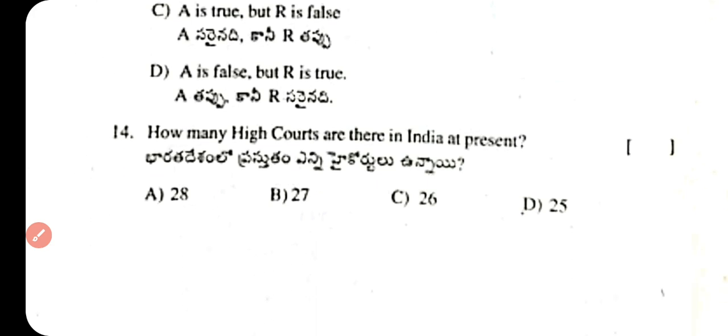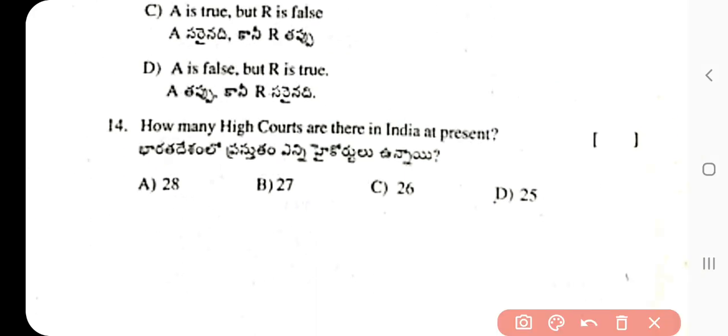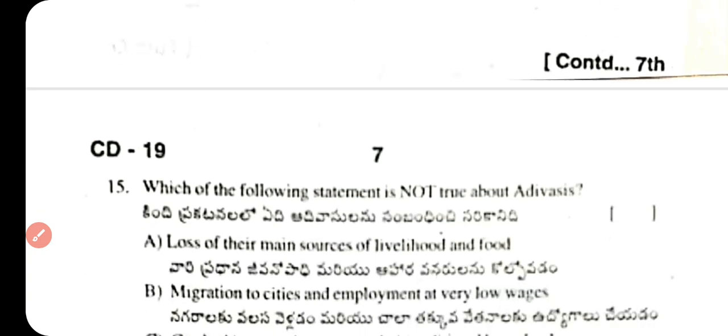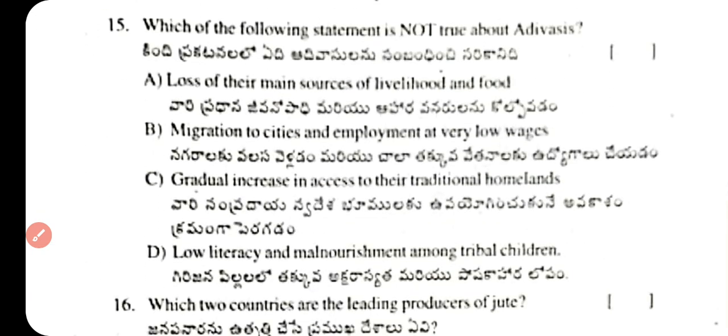Question number 14. How many high courts are there in India? 25 is the correct answer. There are currently 25 high courts operating across the various states and union territories in India. Question number 15.